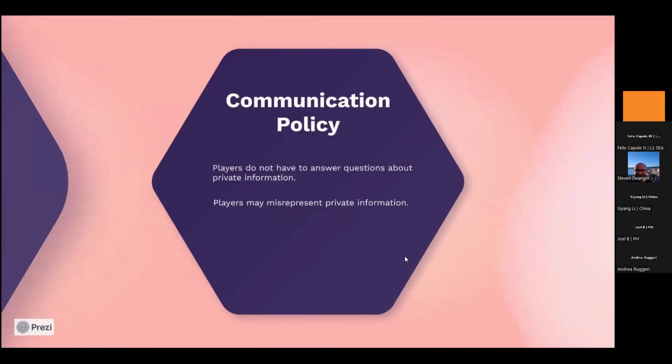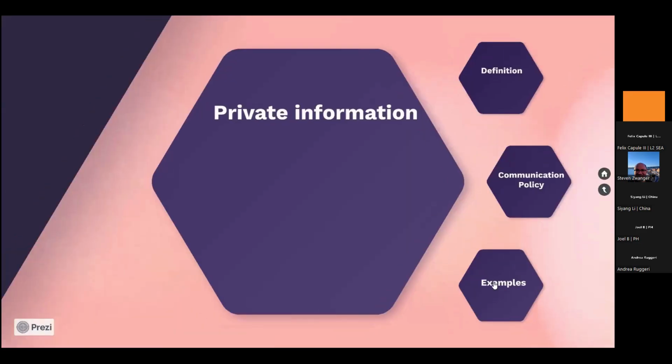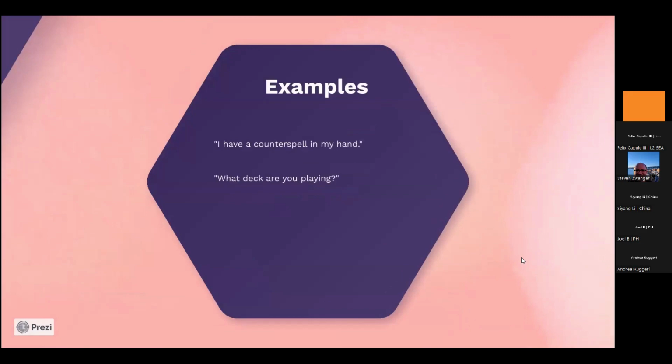So for private information, players do not have to answer questions about private information, same as for derived information, and they can even misrepresent private information. Totally legal. You can lie when it comes to private information. A couple of examples. I have a counterspell in my hand. Well, cards in a hidden zone, like the hand, are private information. You can say anything you want.